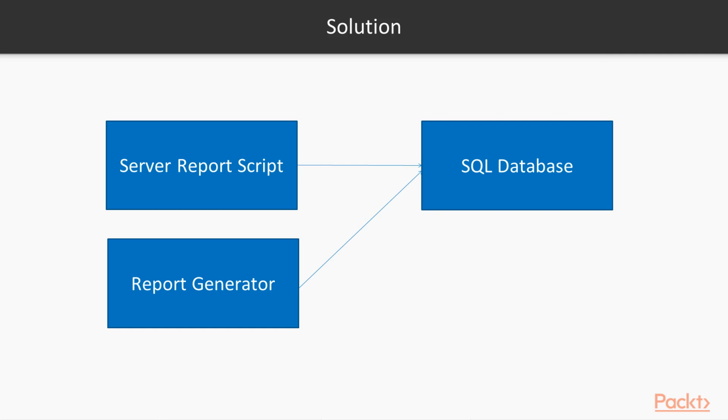So what we're going to do in this video is separate the script into two parts. We will keep the server report script, which will produce the data and insert it into the SQL database. And then we're going to have a look at another script which will query the SQL database to produce the data. The good thing about this sort of solution is your data is generated by a script that's maintained by your infrastructure team, let's say, and it's inserted in the SQL database.